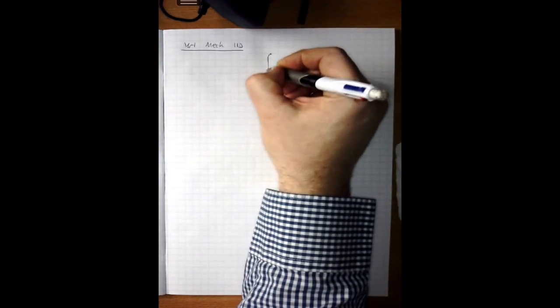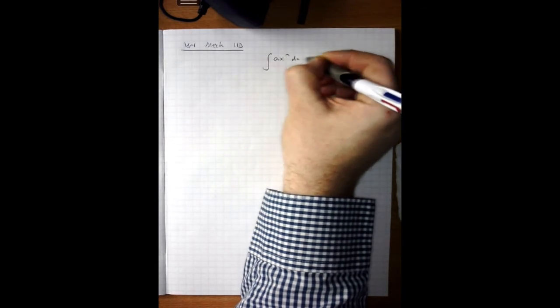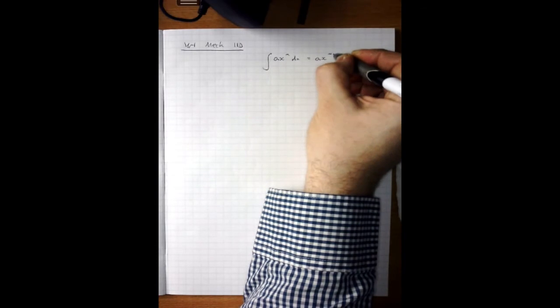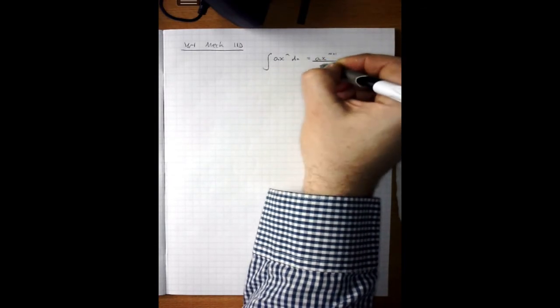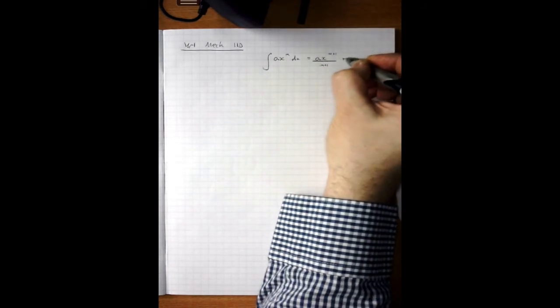Now, remember that integration is the opposite to differentiation. So integration is where you increase the power. So the integral of ax to the m is going to be ax to the m plus 1 over m plus 1. You increase the power, divide by the new power, and don't forget the plus c.